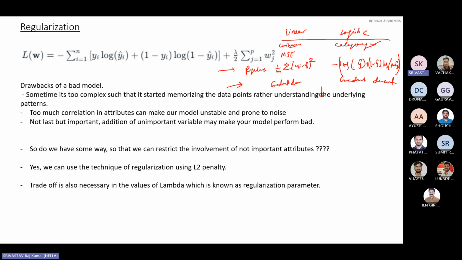Continuous versus category, mean squared error versus log cost function. Here the hypothesis was theta transpose x. Here the hypothesis was sigmoid of theta transpose x. Maybe I will add one slide here, a parallel comparison, so you can relate how things change from linear to logistic regression.